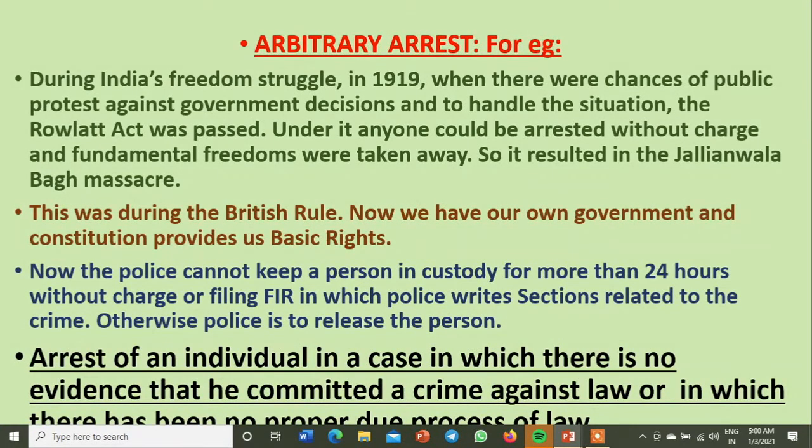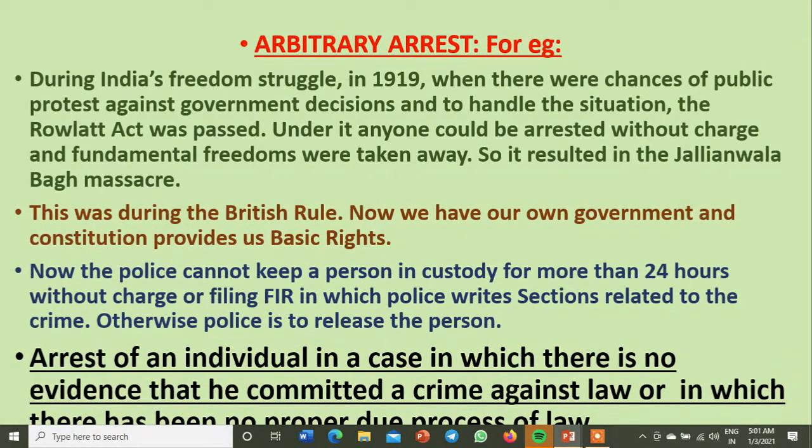Students, some of the sections we are all very familiar with, like if there is cheating, we say 420. If there is a murder, we say 302. In movies also, we have heard about all this. So this is the role of the police. When police arrest someone, then police makes a charge, makes an FIR, and the sections are charged. Without this, the police cannot arrest anyone, police cannot keep anyone more than 24 hours. Otherwise, the police has to release the person.